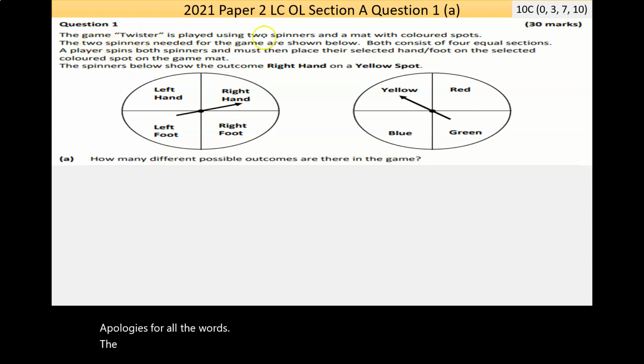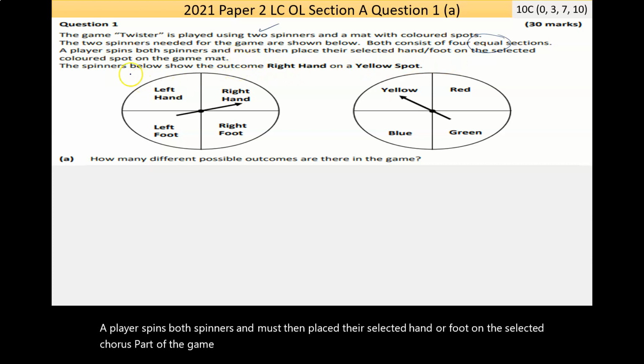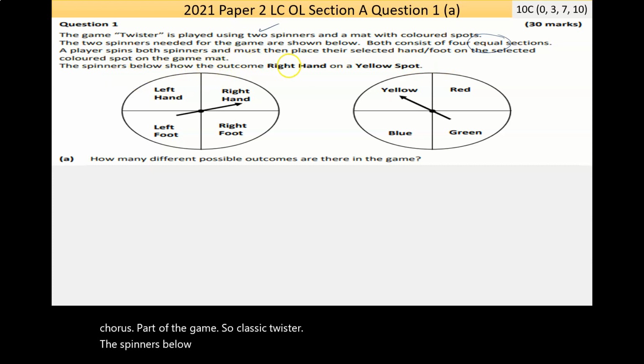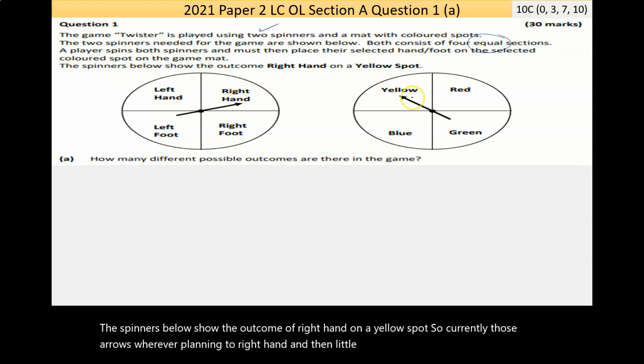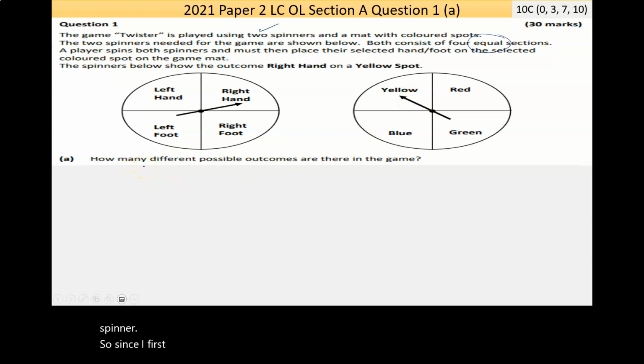The game Twister is played using two spinners and a mat with colored spots. The two spinners needed for the game are shown below. Both consist of four equal sections. A player spins both spinners and must then place their selected hand or foot on the selected color spot of the game. So classic Twister. The spinners below show the outcome of right hand on a yellow spot. So currently those arrows are pointing to right hand and then the other one to the yellow color on the other spinner. So it says, part A, how many different possible outcomes are there in the game?